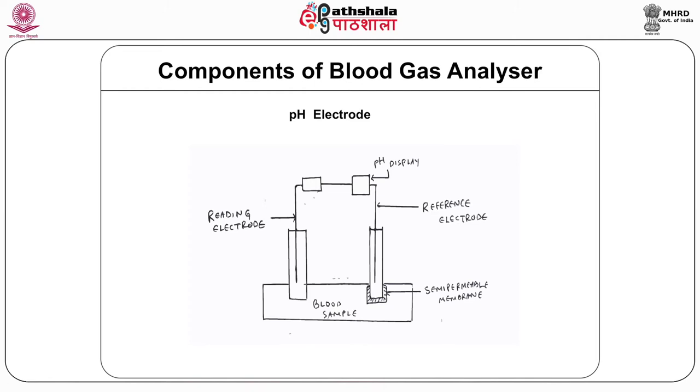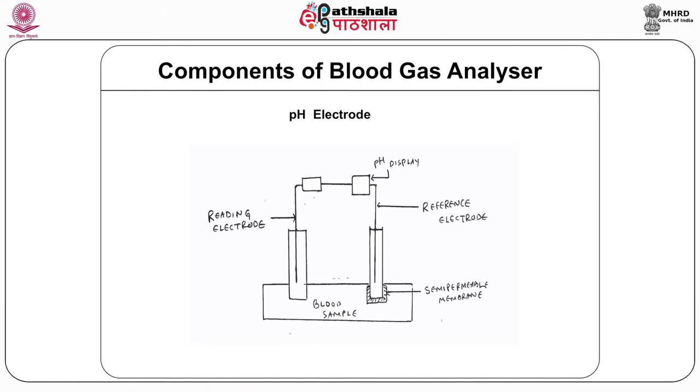The reading electrode is a silver chloride wire inside a potassium chloride solution, which is buffered at neutral pH 7. The end of the electrode is covered with a pH sensitive element, which is fixed at the end of the electrode. The reference electrode contains silver chloride in potassium chloride solution. The amplifier amplifies the signal and sends the information to the pH display, which in turn shows the pH of the solution. Figure 2 shows a schematic diagram of the pH electrode.